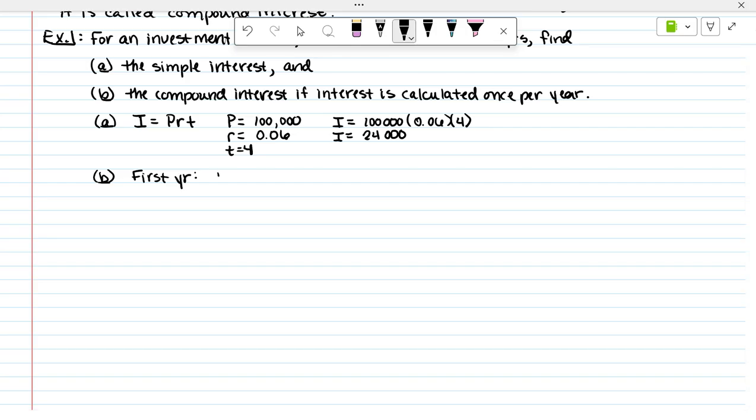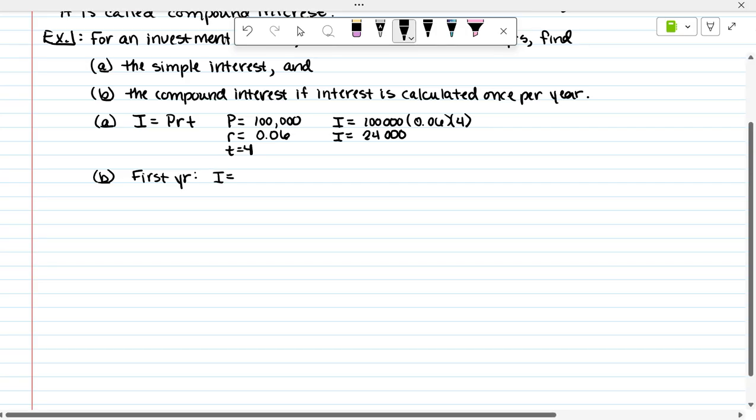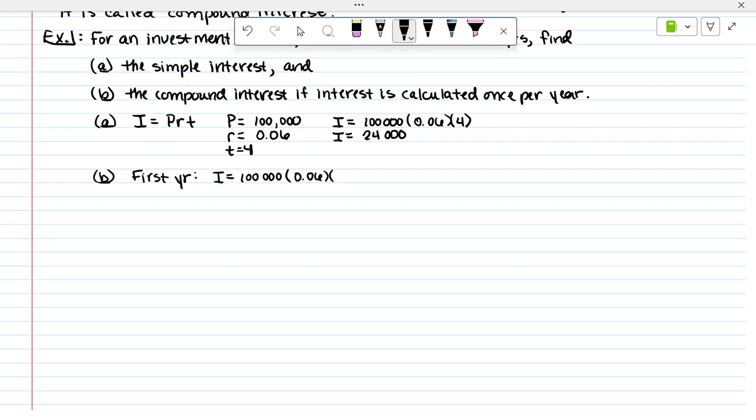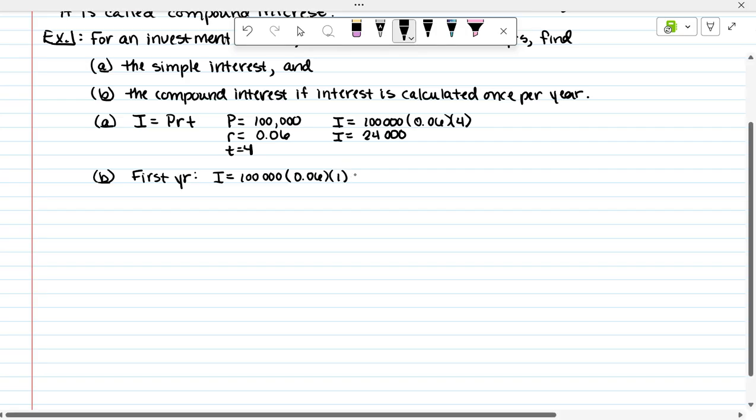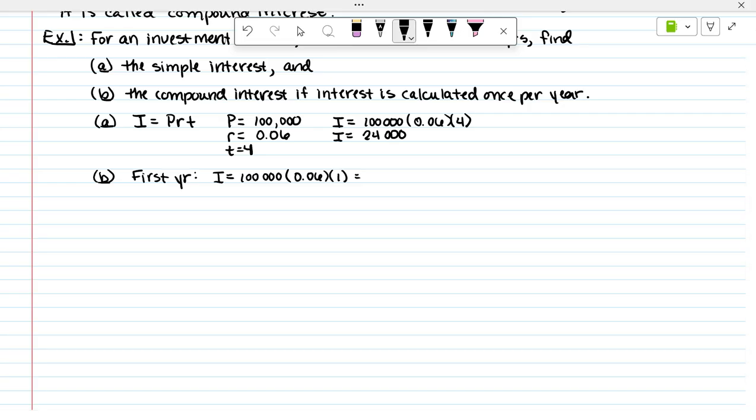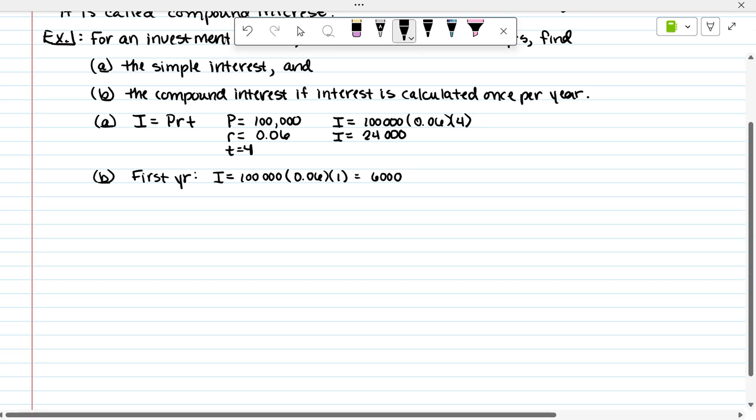I know I equals PRT. What's my principal? I start off with 100,000, right? I have a rate of 0.06. And T this time, we're only doing it for 1 year. We're looking at what that would pay in 1 year. So my T is 1. If I put in 100,000 times 0.06 times 1, how much interest does that account earn the first year? $6,000. Good.